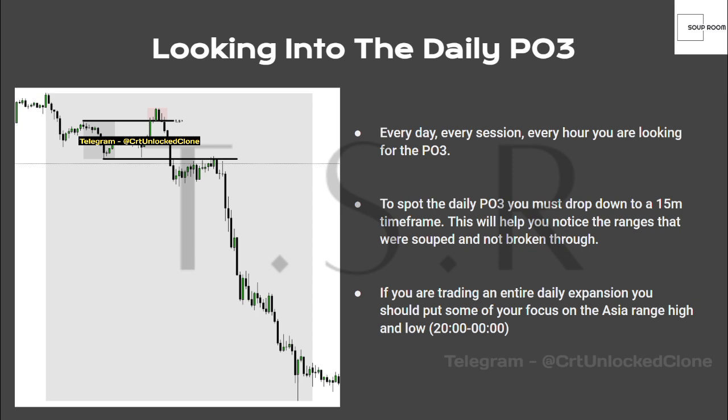If you are trading an entire daily expansion, you should put the focus, well, at least some of your focus, on the Asia range high and low. This forms between 20 o'clock, 8 p.m., until midnight. This little shaded region is the Asia session high and low. This entire shaded block represents the daily candle. We have the open and we have the close: the opening of the daily candle right here, and the close of the daily candle right here.